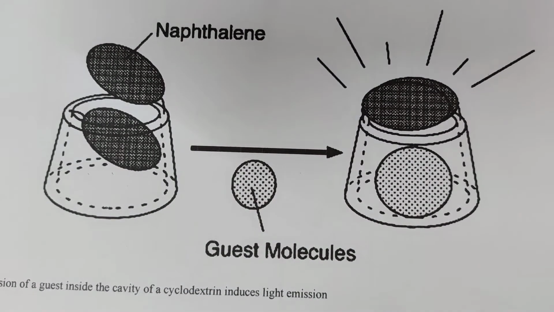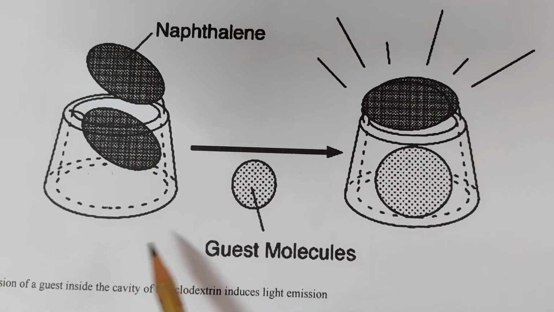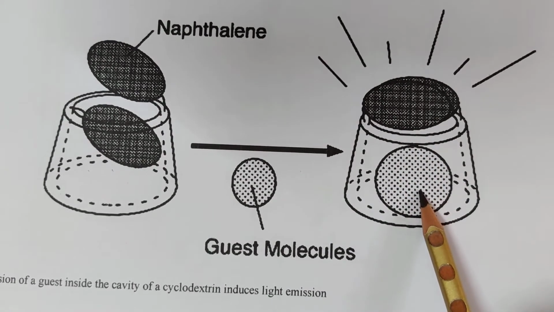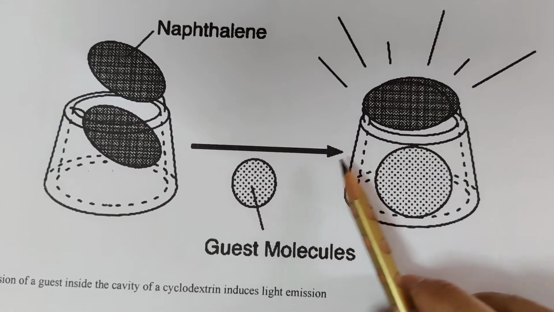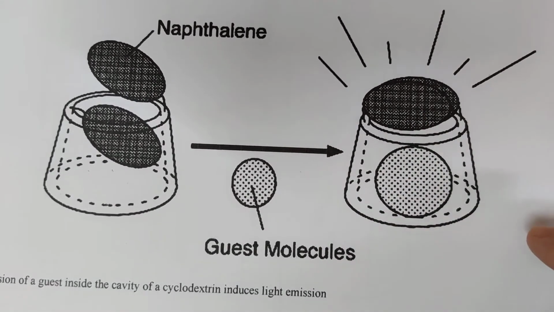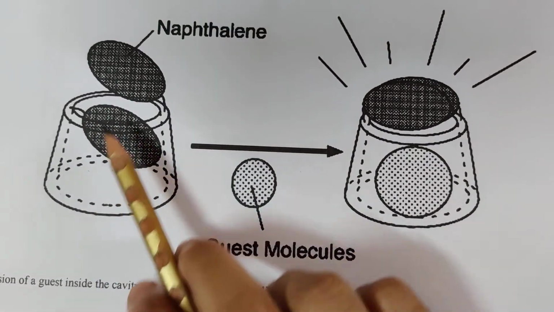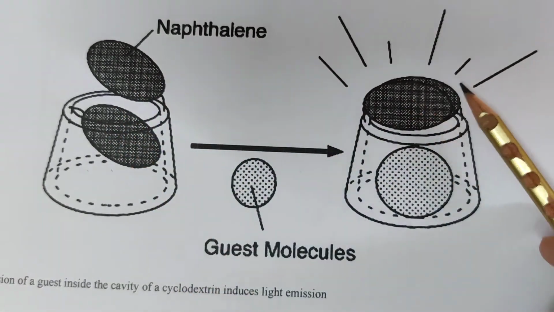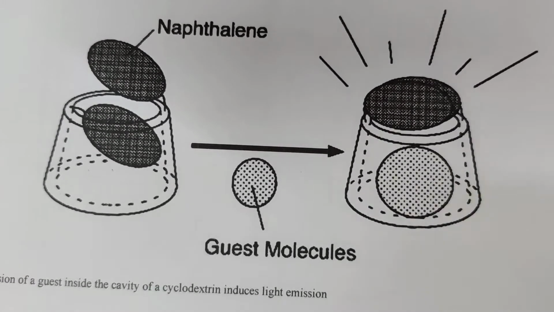But if we add some other guest molecule which is appropriate for this size, that could go and form a hydrophobic interaction with the cyclodextrin, and it will remove the naphthalene molecule. Now we had a naphthalene molecule inside and one naphthalene molecule outside. When these two naphthalene combine together, they form a dimer, and the dimer results in the emission of some light.